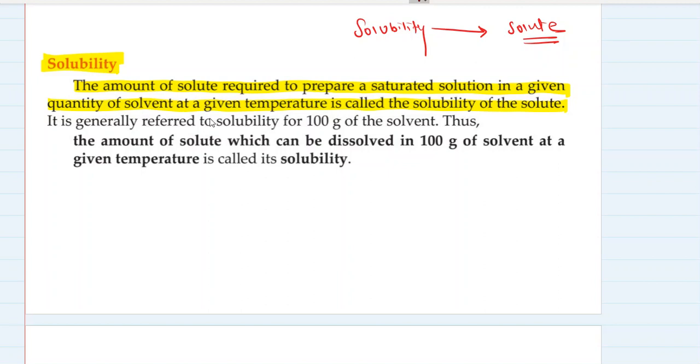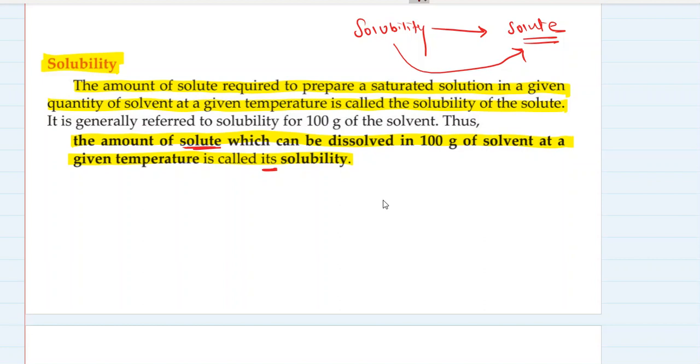Okay, the exact definition of solubility of a solute is the amount of solute which can be dissolved in 100 grams of a solvent at a given temperature is called its solubility. Whose solubility? Its. Who is this its? Solute's solubility. So solubility directly relates with the solute. For example, I told you that in 100 grams of water, no more than 35 grams of common salt, sodium chloride, can be dissolved. So the solubility of common salt, sodium chloride, in 100 grams of water is 35 grams.